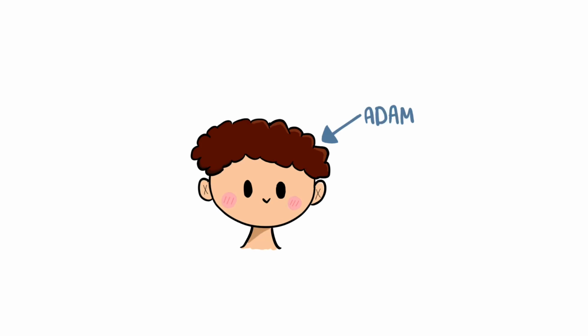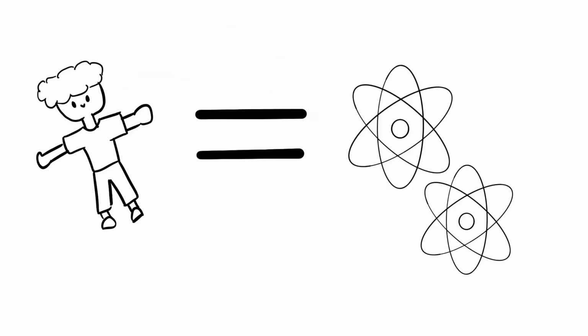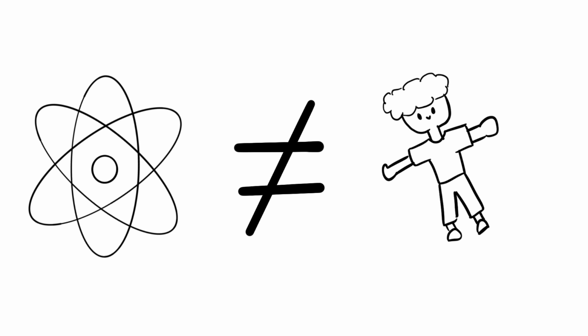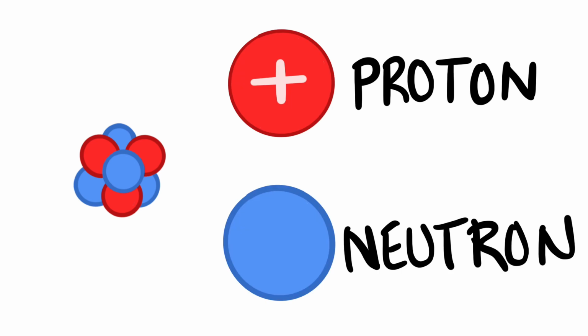This is atom, and this is an atom. While they might sound the same, atom is made of atoms, but atoms are not made of atoms. Basically, this is an atom. It has a nucleus that is surrounded by electron shells. The nucleus is composed of protons and neutrons.